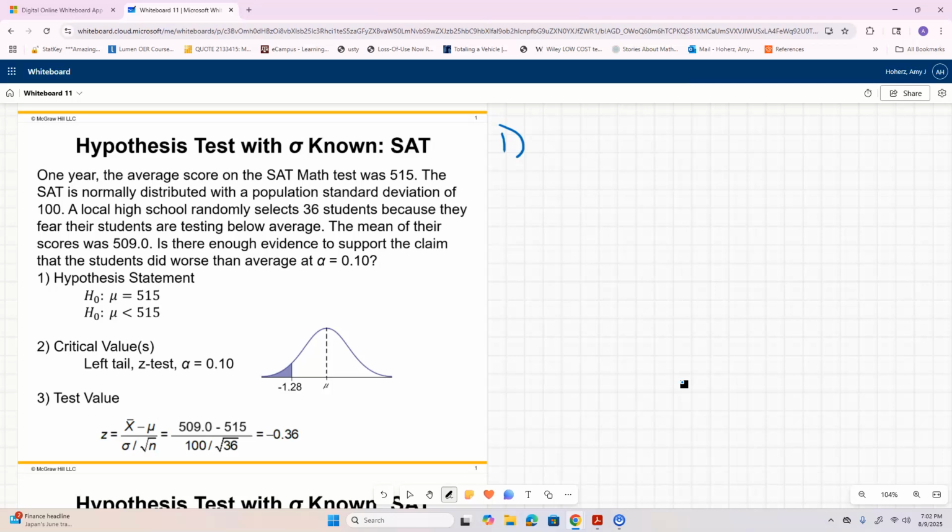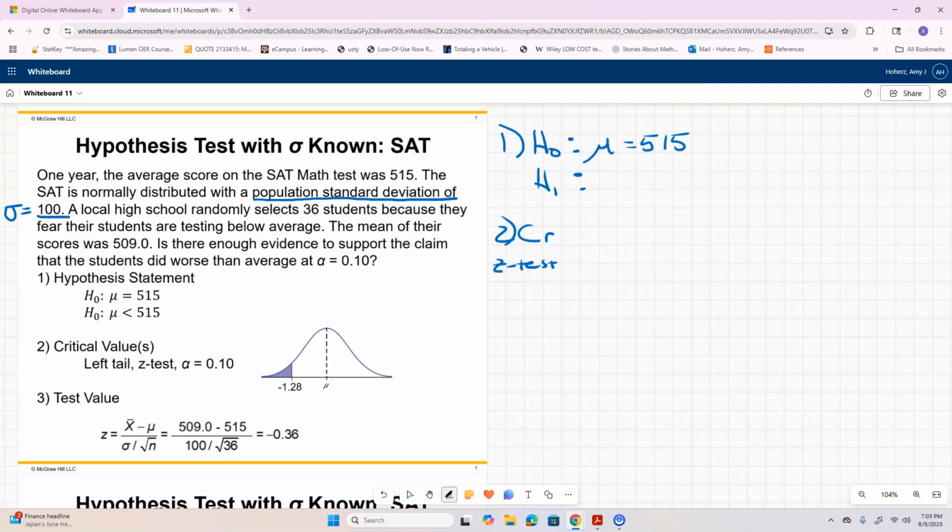One year, the average score on the SAT math test was 515. Okay, so this is going to be our null hypothesis. That's our status quo. So the status quo is that the mean is 515, assuming that means the national average. The SAT is normally distributed with a population standard deviation of 100. So we have the population standard deviation, which is our sigma. That means when we get to step 2, we know we're doing a z-test.